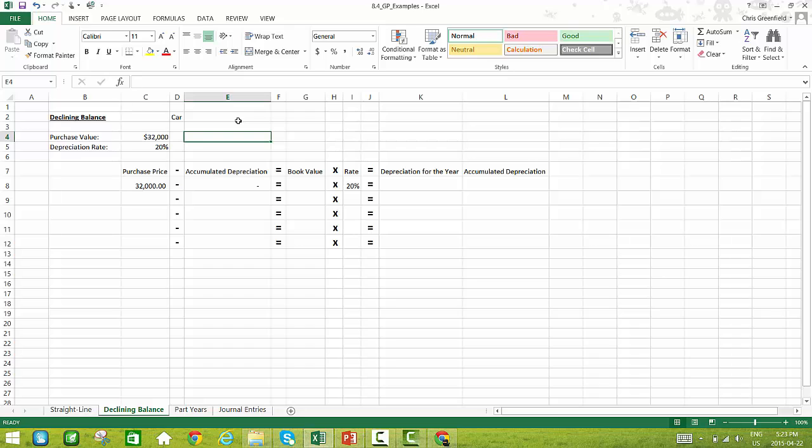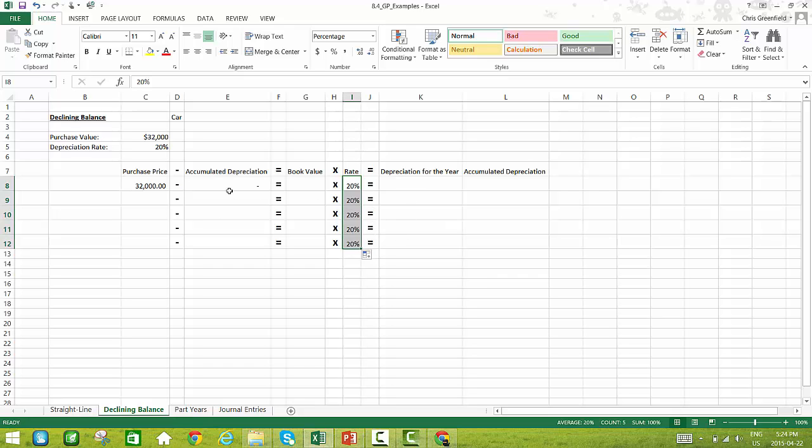On the first year, when our car is at full value, the book value is the same, as we will see in a minute. But after that, it gets a little more complicated. We have to keep track of our accumulated depreciation. So I've got a little table set up here to help with the math. We have our purchase price, which is our 32,000, and then our rate of 20%.